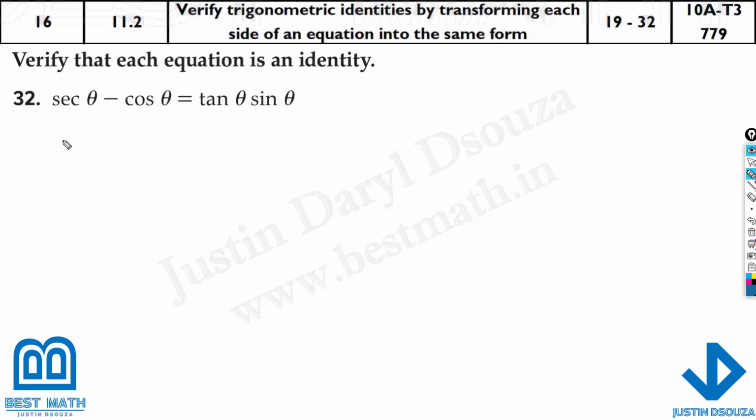Finally, the last problem in this topic, the 32nd one. Let's do it very quickly. 1 by cosine theta minus cosine theta must be equal to, this is sine by cosine, that is equal to sine theta by cosine theta multiplied by sine theta.